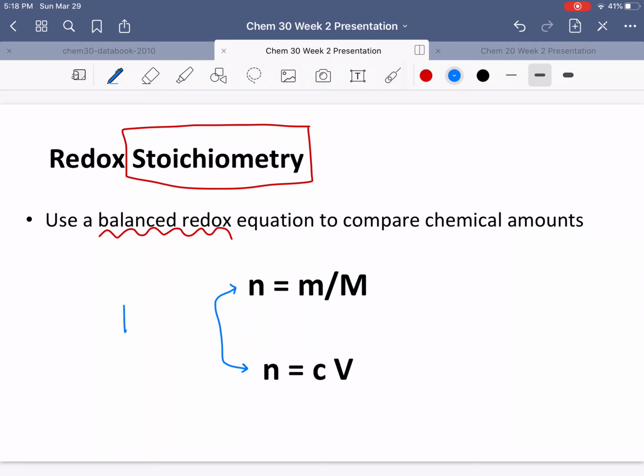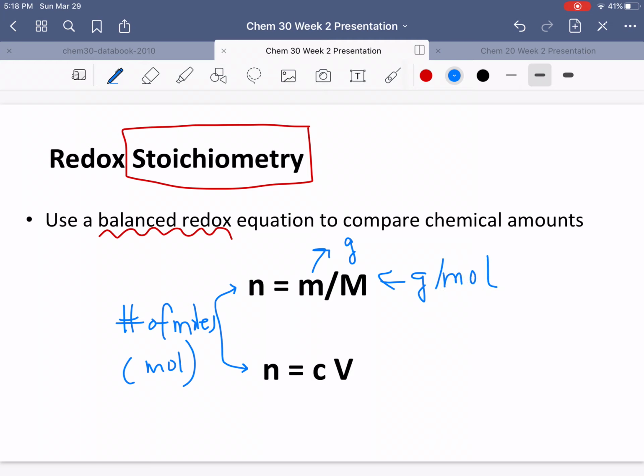we have a n, which is number of moles. It's an amount. And just to remind you about units for each of these, n is always in mole, of course. Little m stands for mass in grams. That big M is your molar mass, grams per mole.